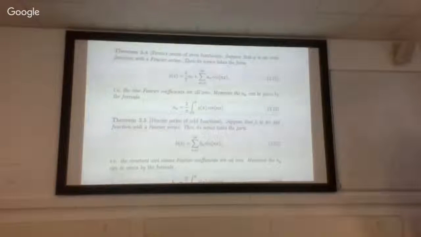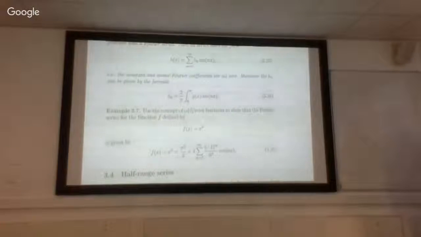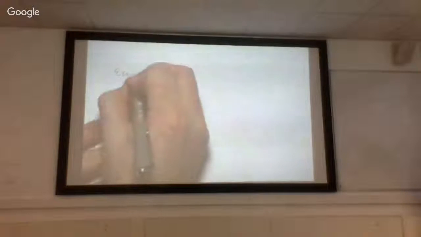So we'll look at example 3.7 now, which is working with the function f of x equals x squared. We'll explore this example a little bit. Any questions about the definition of odd and even functions or any of those results, first of all? Anything that I can clear up or clarify for you? Okay. All right. So example 3.7.